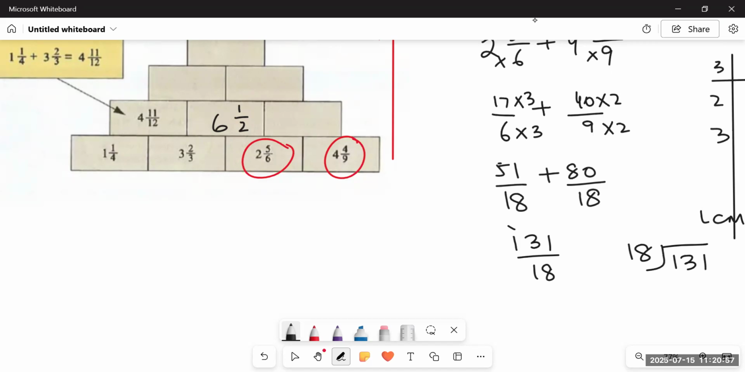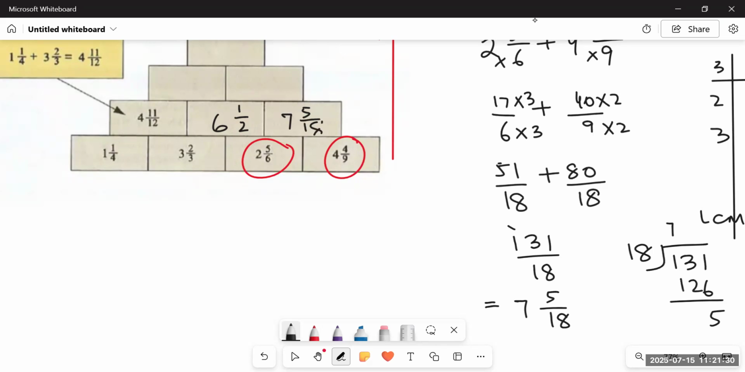When we divide it, we know that 13 doesn't come in the table of 18, so we have to read the table of 18. 18 sixes are 108, so we'll go further. 18 sevens are 126. And here comes 5 as the remainder. So the final answer would be 7 whole 5 upon 18. This is what we are going to write over here.